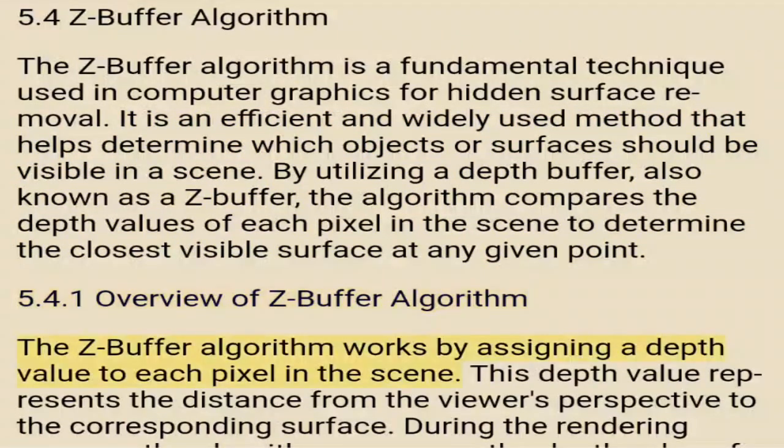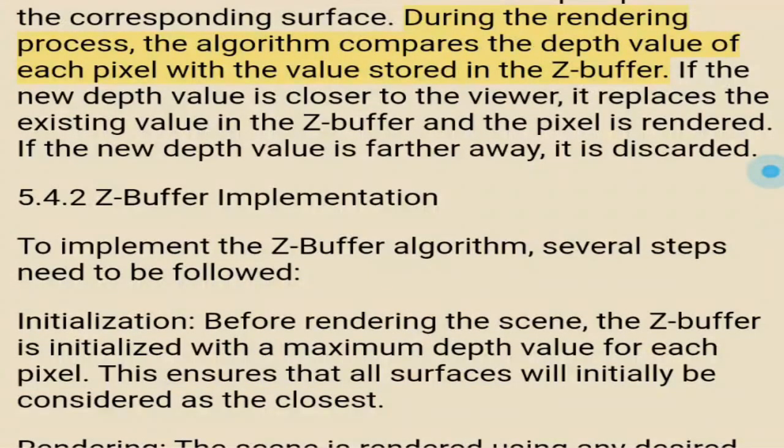The Z-buffer algorithm works by assigning a depth value to each pixel in the scene. This depth value represents the distance from the viewer's perspective to the corresponding surface. During the rendering process, the algorithm compares the depth value of each pixel with the value stored in the Z-buffer. If the new depth value is closer to the viewer, it replaces the existing value in the Z-buffer and the pixel is rendered. If the new depth value is farther away, it is discarded.